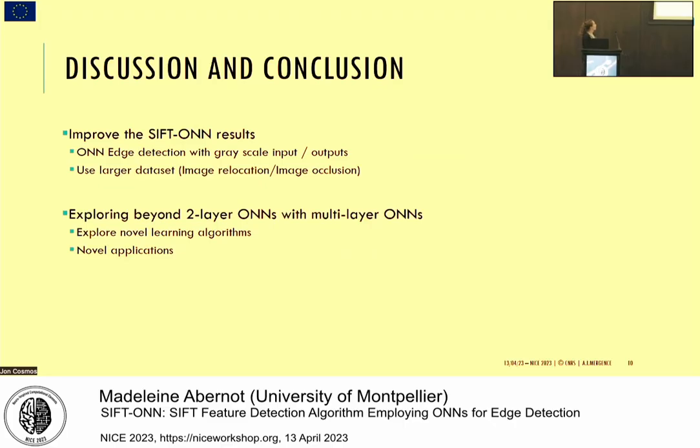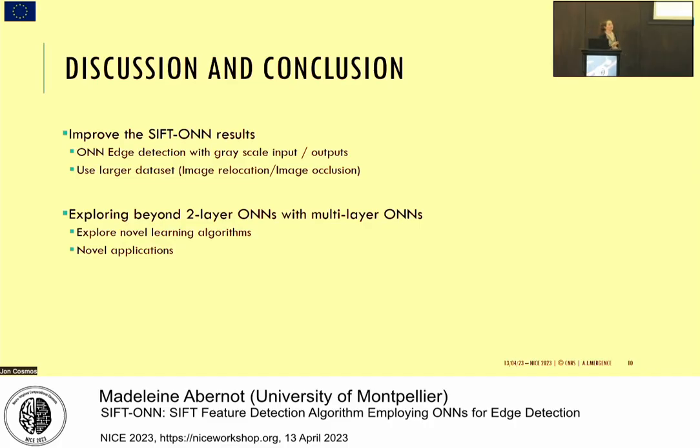To do so, we have one main idea. The main difference between the difference of Gaussian and our ONN edge detection is that the ONN gives black and white outputs, whereas the difference of Gaussian gives grayscale outputs, where some edges are more important than the others. So we are exploring how to have grayscale output with ONN, which is not so simple. We would also like to perform other tasks, because we focused on image relocation, but with feature detection, there are also other tasks like image occlusion and so on.